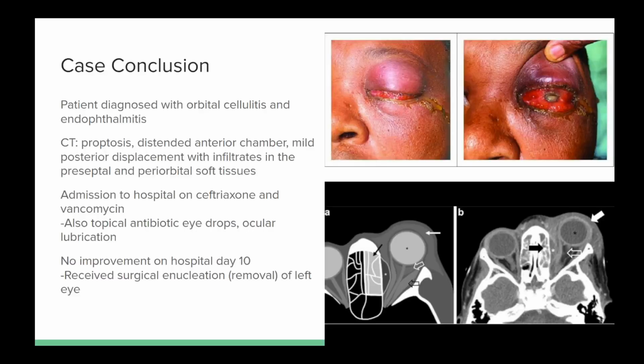In the case of our patient, they were diagnosed with both orbital cellulitis and endophthalmitis. The CT showed proptosis, distended anterior chamber, mild posterior displacement, and infiltrates in the preseptal and periorbital soft tissues. This patient was admitted to the hospital on both ceftriaxone and vancomycin, as well as topical antibiotic eye drops. The patient did not really improve after 10 days of this treatment and had an elective surgical enucleation of the left eye to help control the infection.